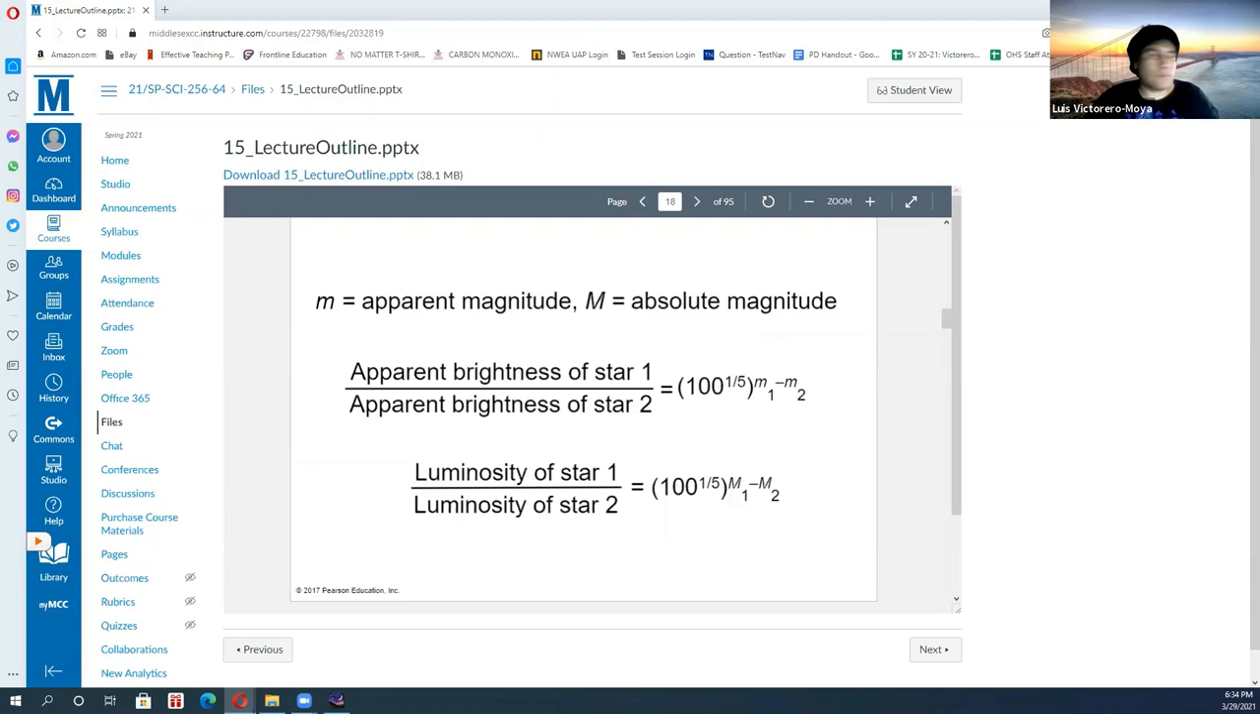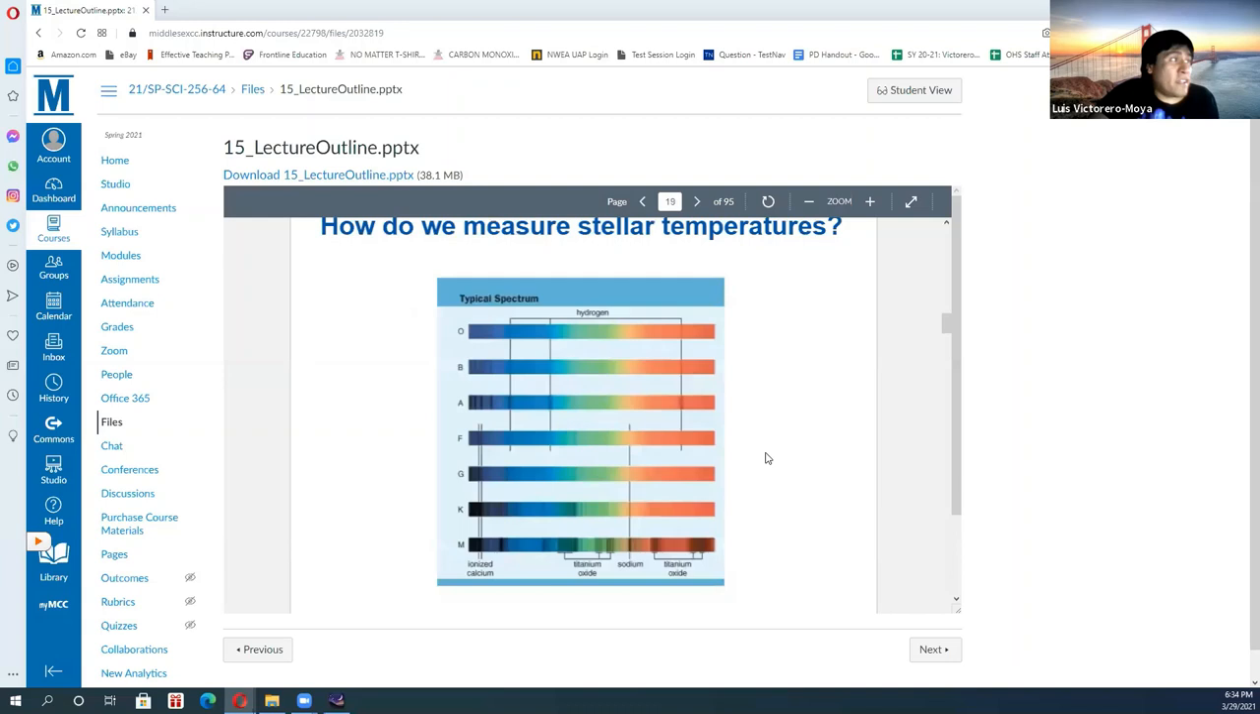No questions? All right. So now to the real question that you probably are having, right? So distances is probably not that bad. We have different methods: parallax, spectroscopy. You're going to learn later the Tully-Fisher method, variable stars, Cepheid variables, so Doppler effect, right? Like redshift. Awesome. We have ways to measure distances. How do we measure temperatures?